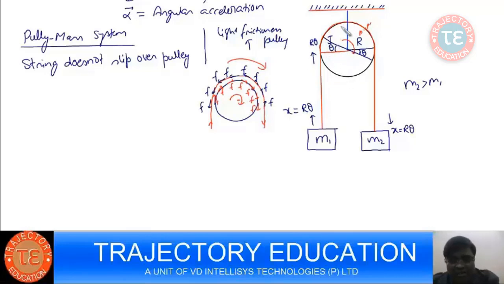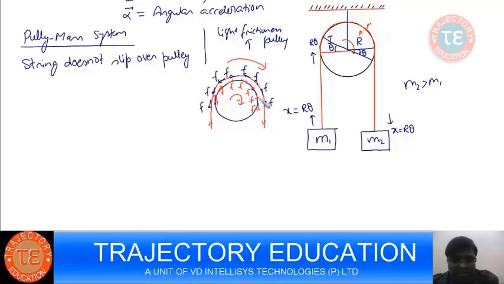Getting the point? There is no slipping as such. The string and the pulley move together, right? As P and P dash come in contact, they remain in contact till this point, and then P goes this way and P dash goes this way. Getting the point or not? So this is how, in this case, the string is moving. The string is not slipping over the pulley. The string is moving along with the pulley.